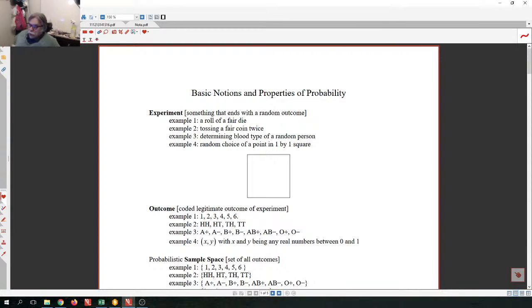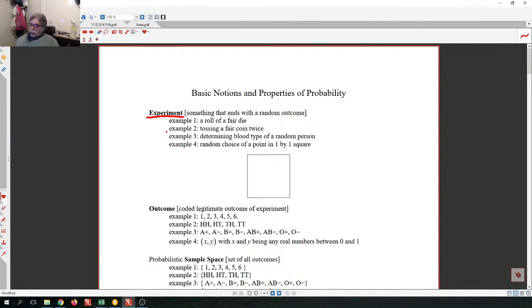Okay, we are going to be talking today about the basic notions and properties of probability. So, to understand what a probability is, we need to first understand a few other notions before we can actually explain what a probability is. First of all, you need to have something that ends up with a random outcome, and we're going to call that an experiment.